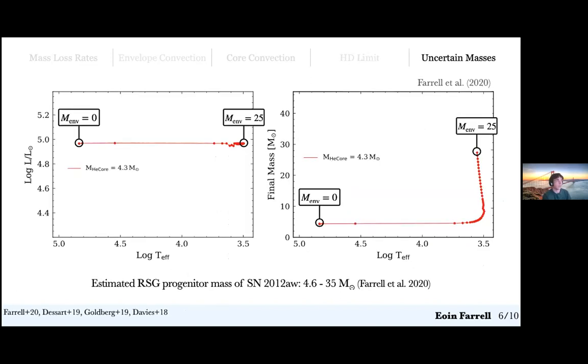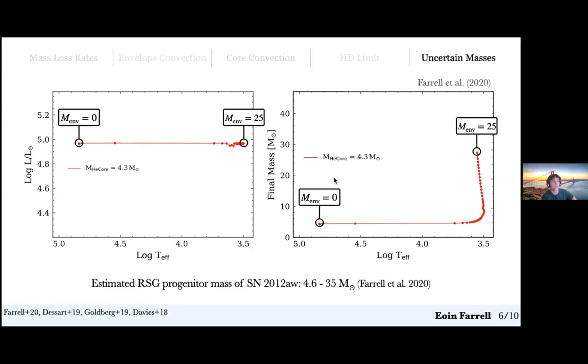And now the masses. The masses of red supergiants are quite difficult to constrain. This is from some of my work last year. The figure here on the left shows a sequence of models at the pre-supernova stage in the HR diagram. The models have the same helium core mass of 4.3 solar masses and different envelope masses, ranging here on the left with an envelope mass of 0, corresponding to a bare helium core, over to 25 solar masses on the right, which would appear as a red supergiant.